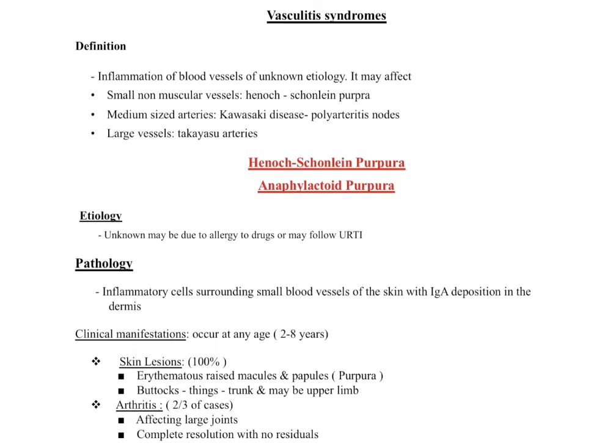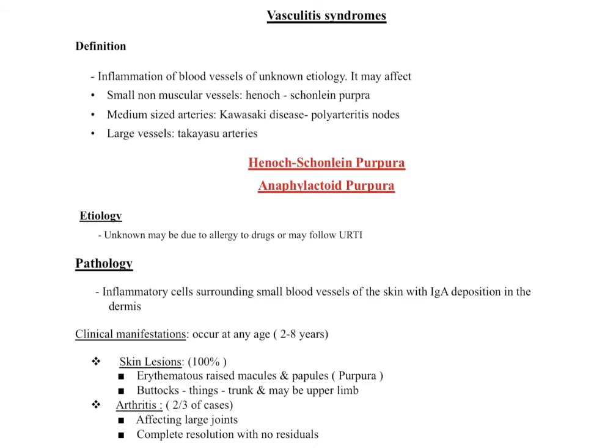Vasculitis syndrome definition: inflammation of the blood vessels of unknown etiology. It may affect small vessels, for example Henoch-Schönlein purpura; medium-sized arteries, Kawasaki and polyarteritis nodosa; large vessels, Takayasu arteritis. The most common vasculitis is the Henoch-Schönlein purpura. Etiology is unknown, maybe due to allergy to a drug or maybe following an upper respiratory infection.